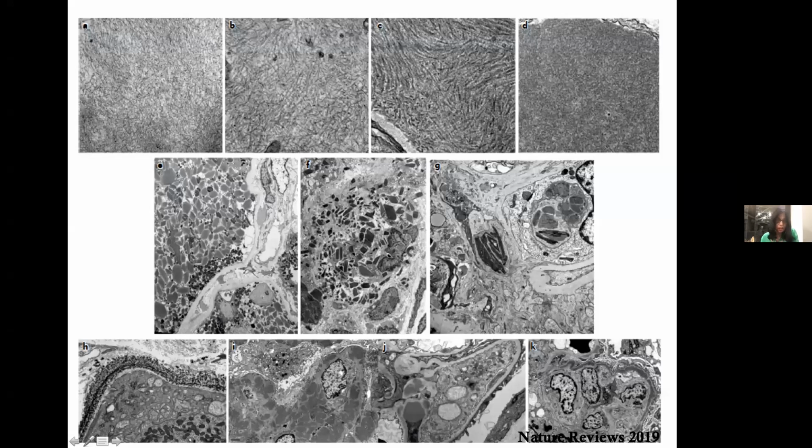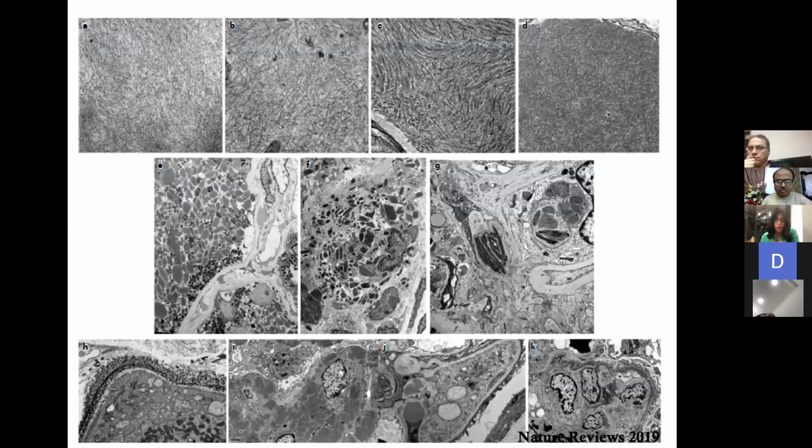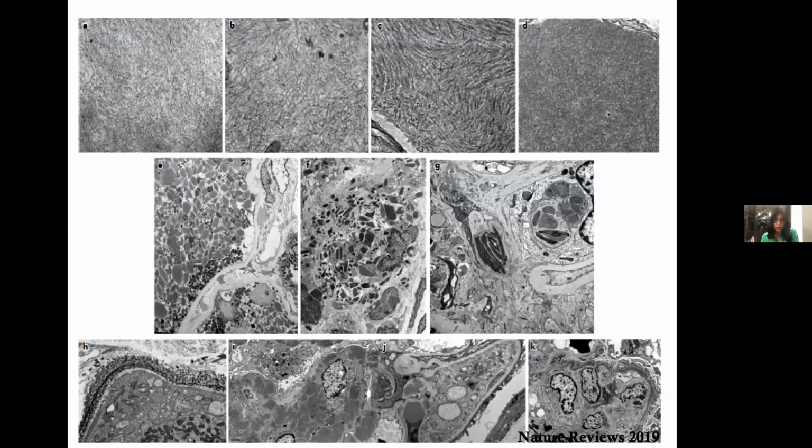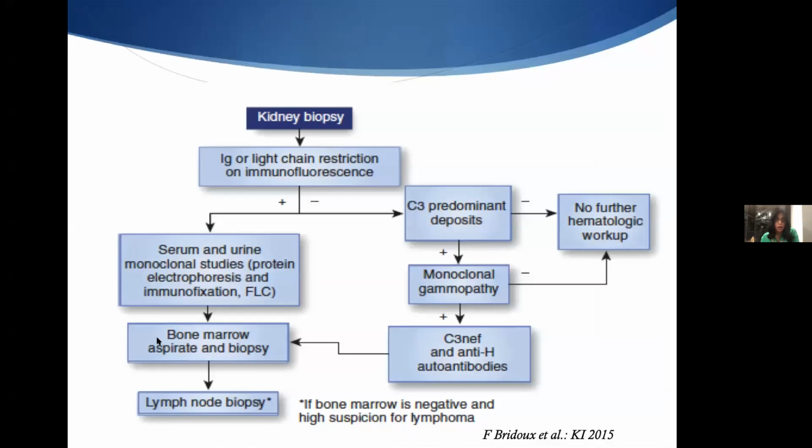And this is what I have mentioned also in the C3GN, that dense deposit disease is not a disease of only children, and that you can get dense deposit disease in the elderly. What do you do? You do a kidney biopsy. You need to have clinical suspicion. If you have light chain restriction on the immunohistochemistry study, you do serum and urine monoclonal studies, PEP, immunofixation, free light chains, bone marrow aspirate and biopsy, and lymph node biopsy if the bone marrow is negative. And if the C3 are predominant deposits plus a monoclonal gammopathy, you can look for alteration in the complement pathway.